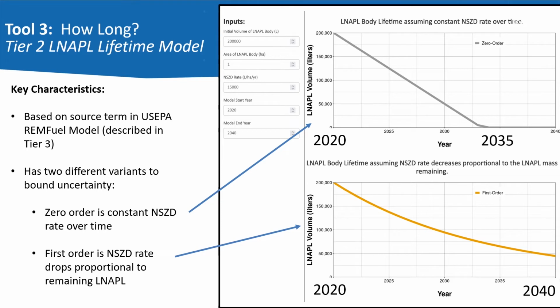And you can change the axes to see when that was. But two different bookends in some ways to give people an idea. There is a lot of uncertainty of how long the LNAPL will be there, but here's two ways to try to bound that particular problem.